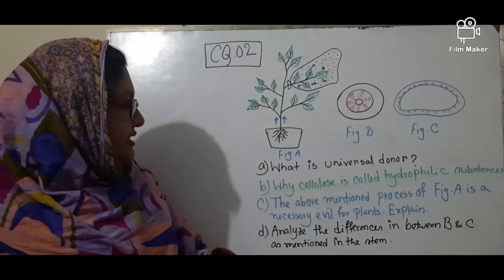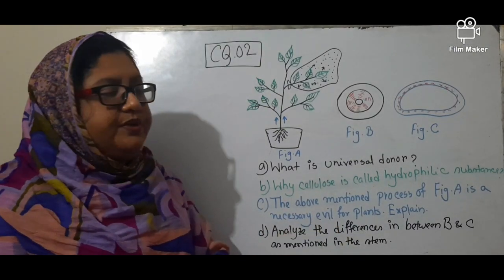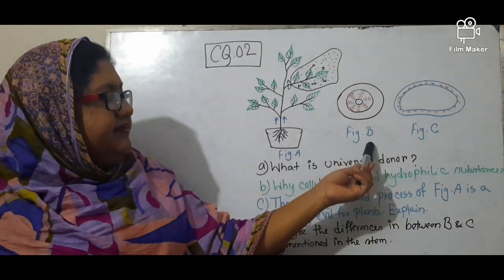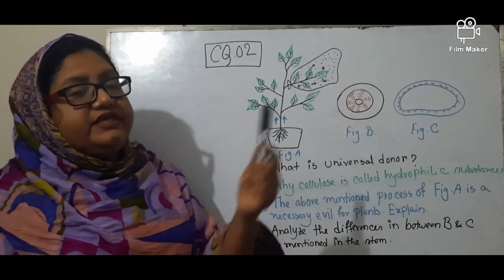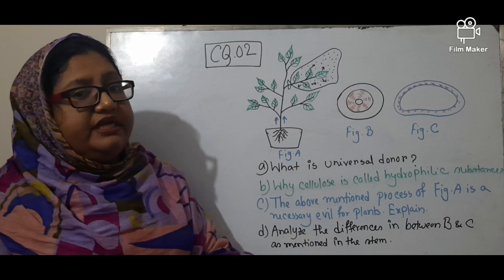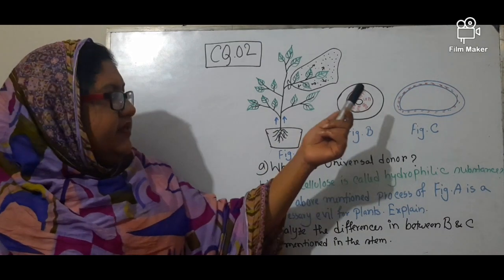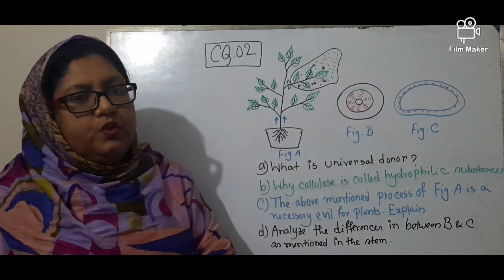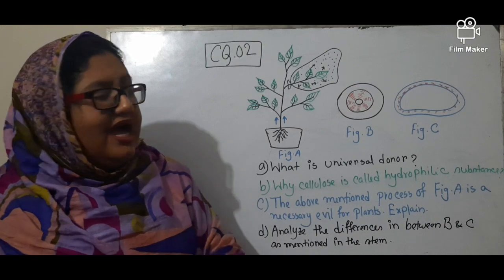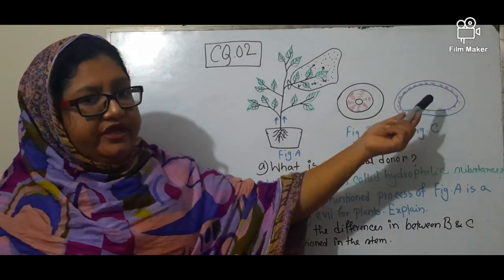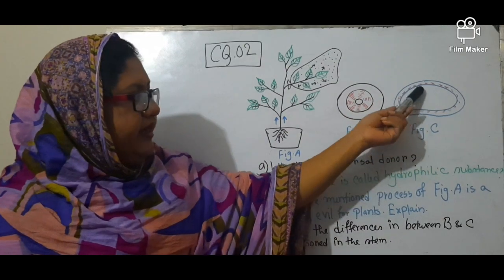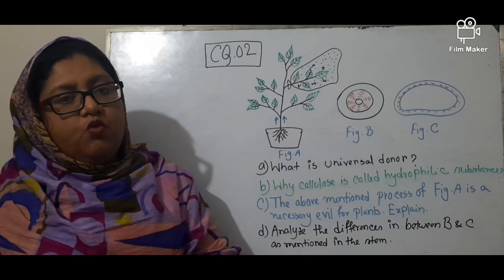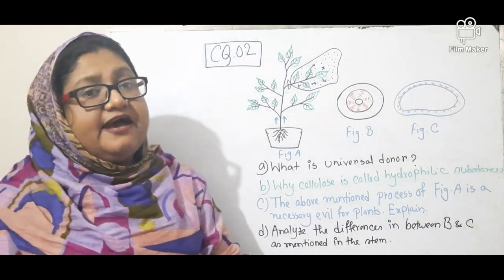Okay. Next, the last question: analyze the differences between B and C as mentioned in the stem. You can see in the stem, B and C both indicate blood vessels. But in case of B, you can see the passage through the blood vessel is narrow, which indicates it is artery. And in case of figure C, you can see the lumen, or the passage inside the blood vessel, is wider, which indicates it is vein.